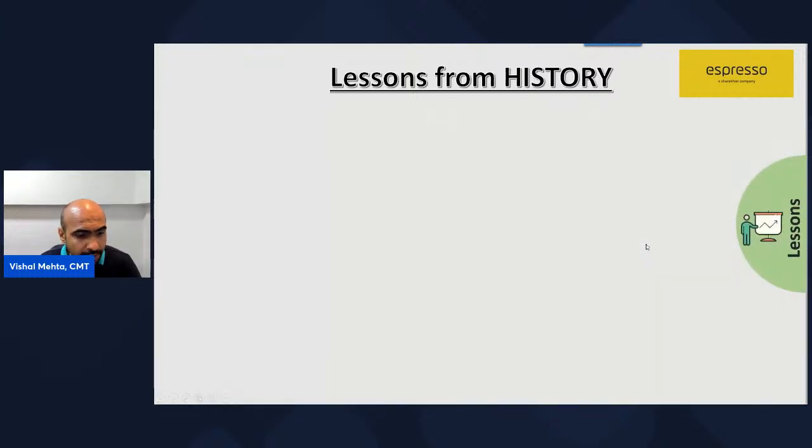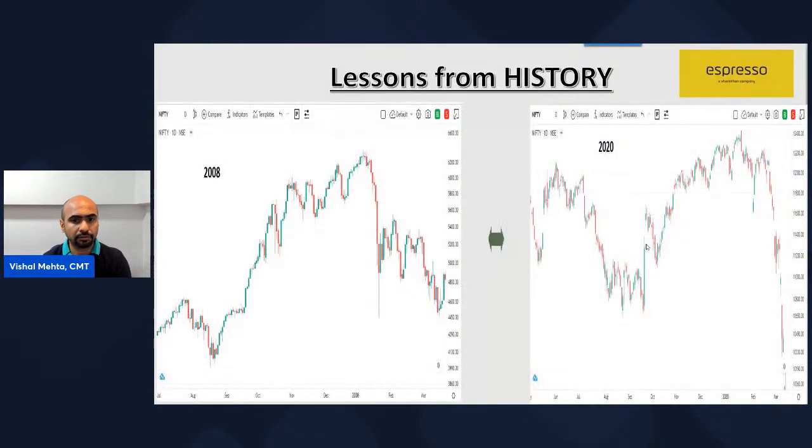Now, if I really want to learn from history, this is what I have learned. Here you can see Nifty making higher tops, higher bottoms, higher tops, higher bottoms, and then all of a sudden there was a crack, and then there was a downward movement. Similarly in 2020, higher tops, higher bottoms, although there was a little lower bottom, but if you ignore this day, it would have been the same bottom but a lower top, and then it cracked in between.